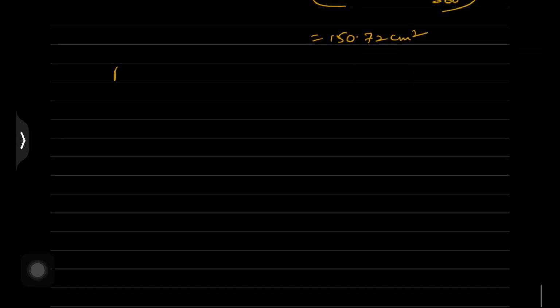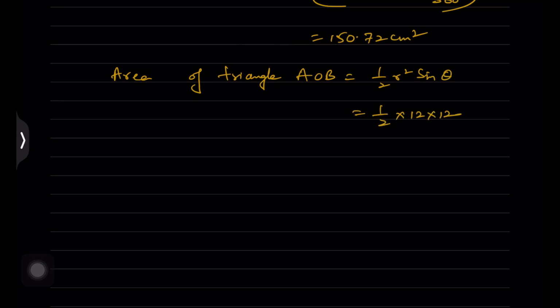So now area of triangle AOB is equal to half r square sine theta, which is equal to half into 12 into 12. So we have now drawn OM perpendicular to AB. So in these two triangles, we can prove that both of them are similar, and the triangle can be written as 60 and 60. For that we are going to write this down now.